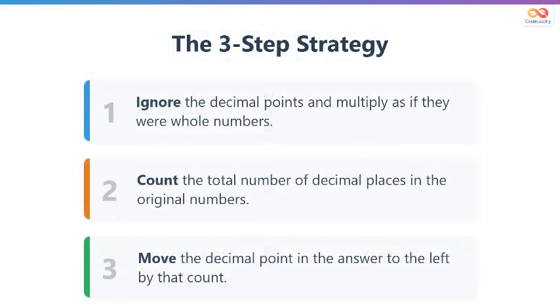Here is the three-step strategy we will use. Step 1. Ignore the decimal points completely and multiply as if you are dealing with whole numbers. Step 2. Count the total number of decimal places in the original problem. And Step 3. Move the decimal point in your answer to the left by that total count.